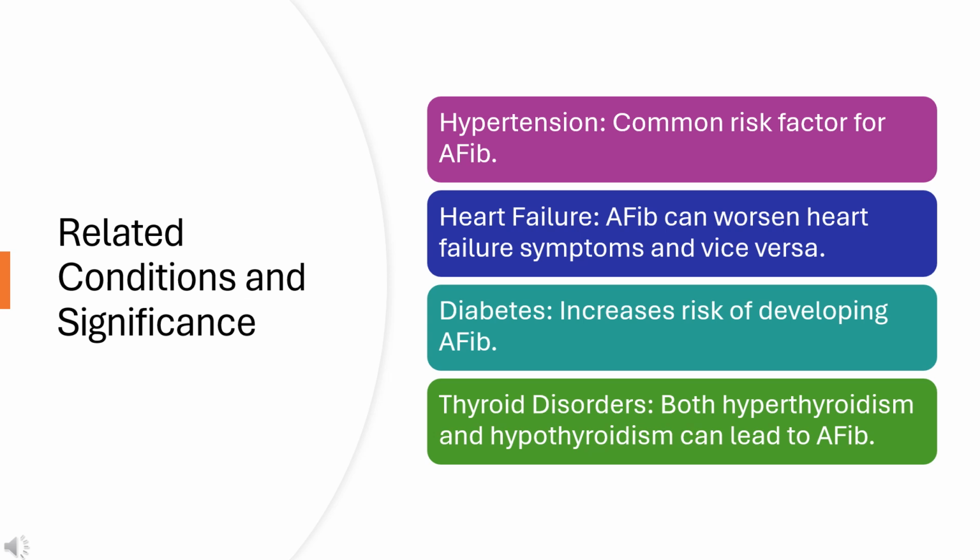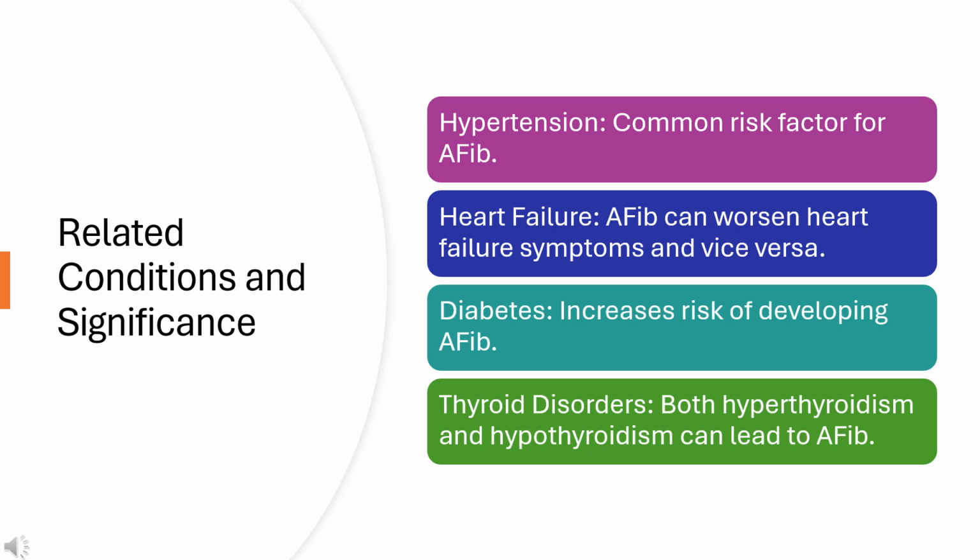Patients with diabetes have a higher risk of developing AFib compared to non-diabetic individuals. This increased risk is due to several factors, including the presence of comorbid conditions and the effects of hyperglycemia on the cardiovascular system. Diabetes can lead to changes in the myocardium, including fibrosis and autonomic dysfunction, which can predispose patients to AFib. Additionally, diabetes often coexists with other risk factors such as hypertension and obesity, further increasing the risk.